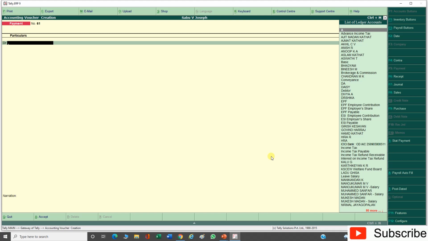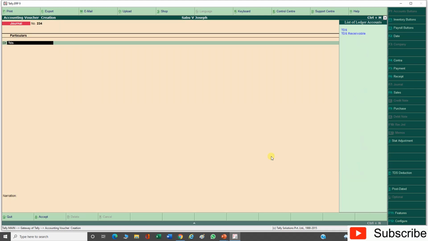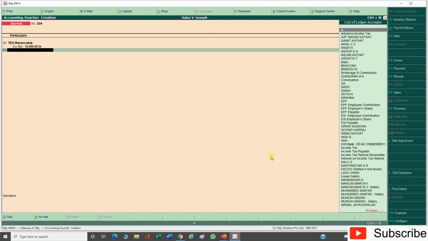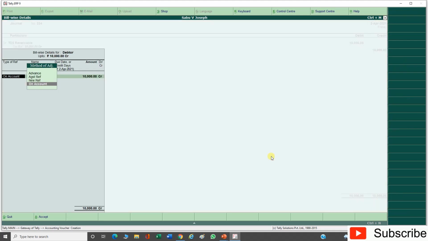The next case is TDS deducted by our debtor. The entry will be TDS receivable account debtor 10,000 to the debtor. So this is a journal entry. Go to journal. The debit will be TDS receivable 10,000 to give credit to the concerned party. Here I am using the common name debtor 10,000.